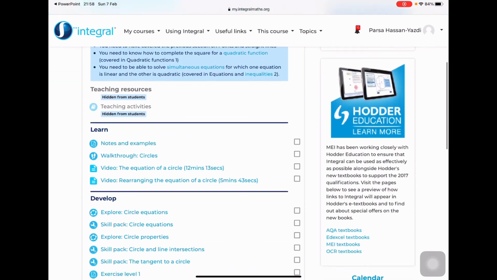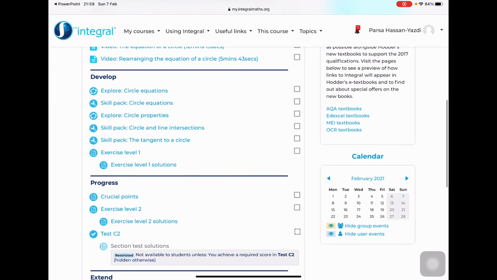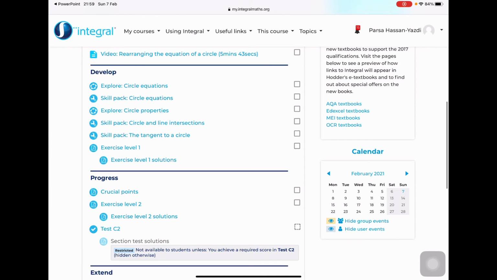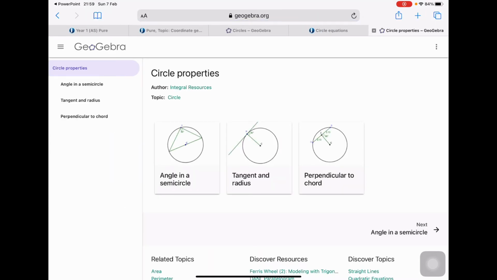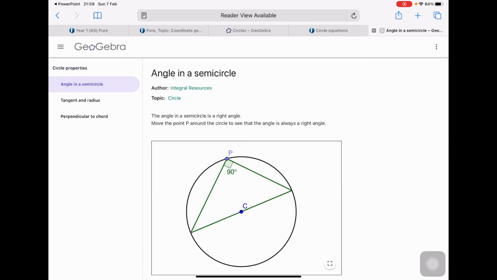Moving on, I'm going to revisit these Integral Maths resources. So I'm going to talk about this explore circle properties. As you'd know from learning about circle theorems at GCSE, the angle in a semicircle is always a right angle, so it's always 90 degrees. So no matter how you move this around, this angle will always be 90 degrees.